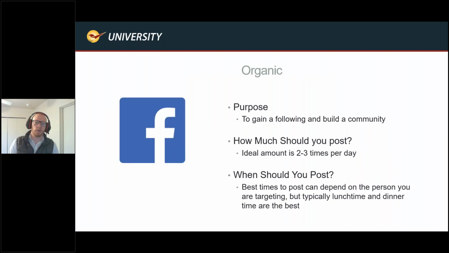So the first one we're going to start with is organic. So what's the purpose of an organic Facebook page? The purpose is to gain a following and build a community. Specifically with Facebook, the whole point of having a Facebook page shouldn't be just to blast a bunch of billboard ads. It should be to grow a following and a community.